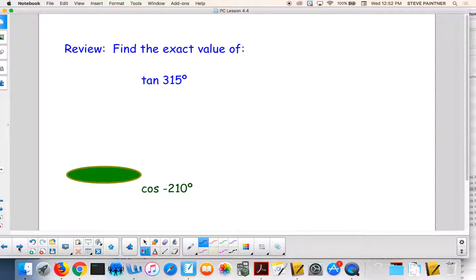Alright, I don't know what's left here. Oh yeah, I got two left. Now this is kind of like yesterday. You did these yesterday. But now, do them again and think about what's being said here. What's tangent of 315? And what's cosine of negative 210? This should take you about a minute per problem. 2 minutes, go.